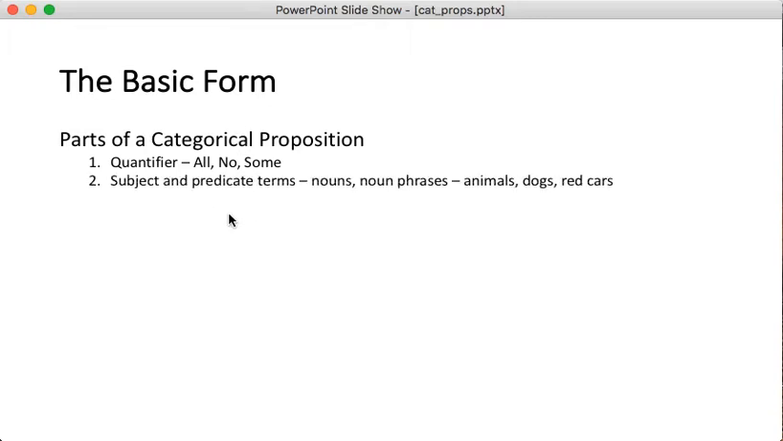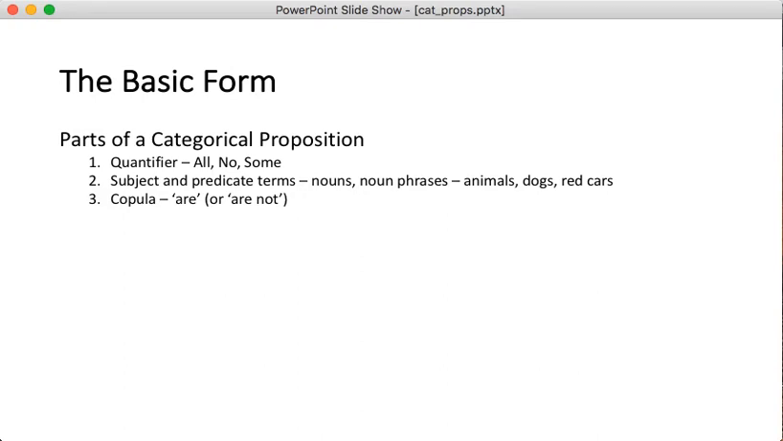The second part is the terms, and there are two of these. There's the subject term and the predicate term, and these are always going to be nouns or noun phrases. That means they have to be people, places, or things, just like the old Schoolhouse Rock video. So you can talk about animals, dogs, red cars, anything you want as long as it's a group of objects. And it can be narrowed down, like red cars is a subset of the group of cars. But it has to be a noun or a noun phrase.